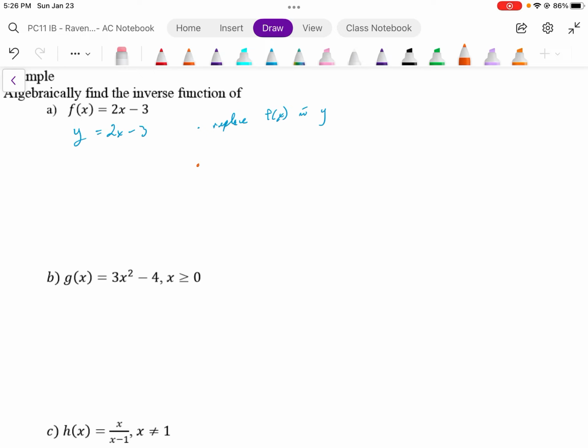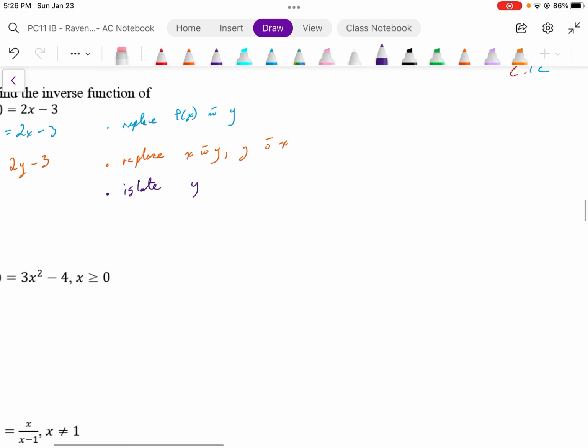Now we're going to make it an inverse. We are simply going to switch the x's and the y's. So replace x with y, and then y with x. So at the moment right now, we have an inverse. Now what we're going to do is isolate y. So I'm going to write this in a different color, and we're just going to isolate y to put it back into functional form.